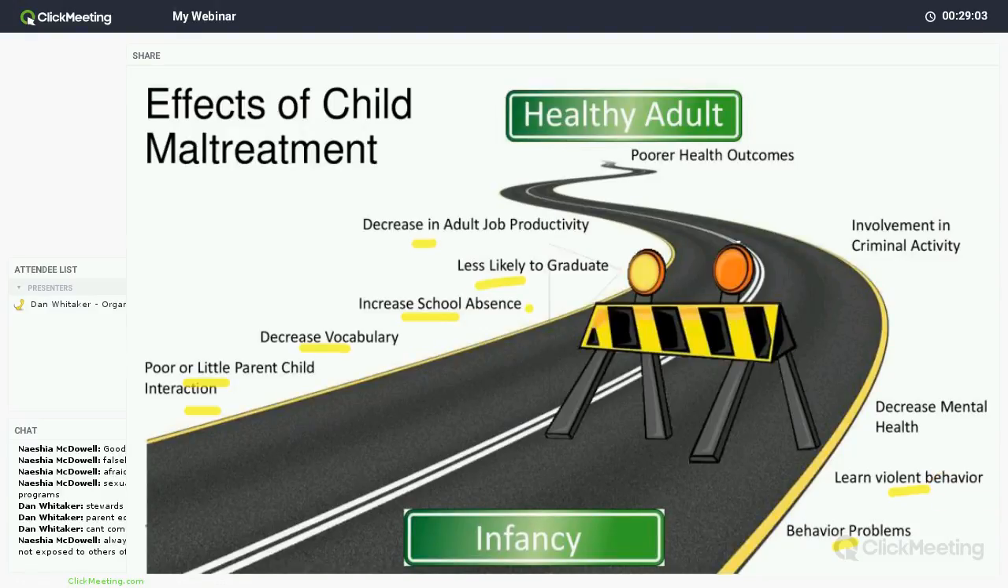How they interact with others may become violent or hostile. There's a decrease in mental health, and a lot of these can lead to involvement in criminal activity. There's a huge overlap in these two things. And they can all lead to poor health outcomes in adults as well. So we can see the many things that child maltreatment can produce.